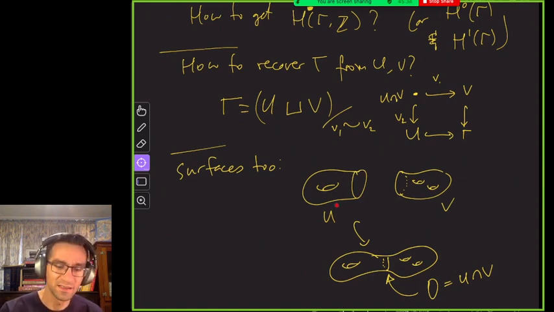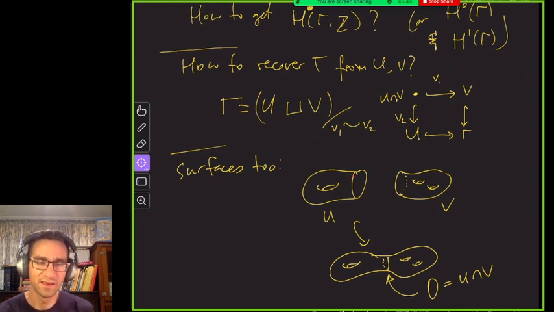If U was a torus with no boundary, and V was a genus 2 surface, then you cut out a circle, you cut out a circle, and then you stick the circles together. But here I'm assuming that the boundary circles are already there.